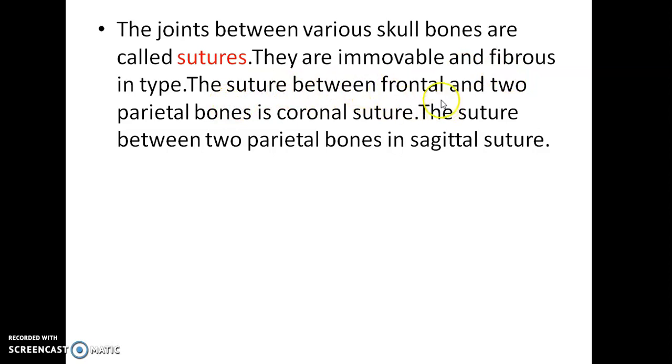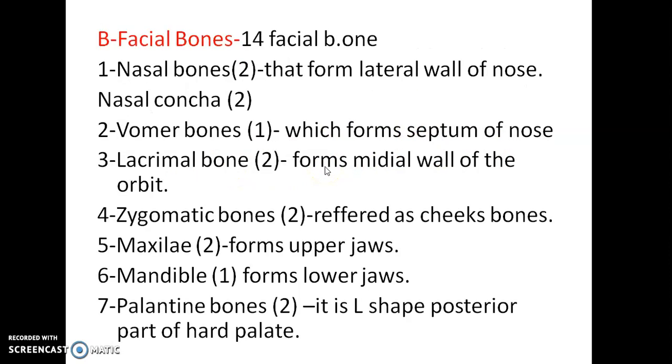The suture between the frontal and two parietal bones is the coronal suture. The suture between the parietal bones is called the sagittal suture.